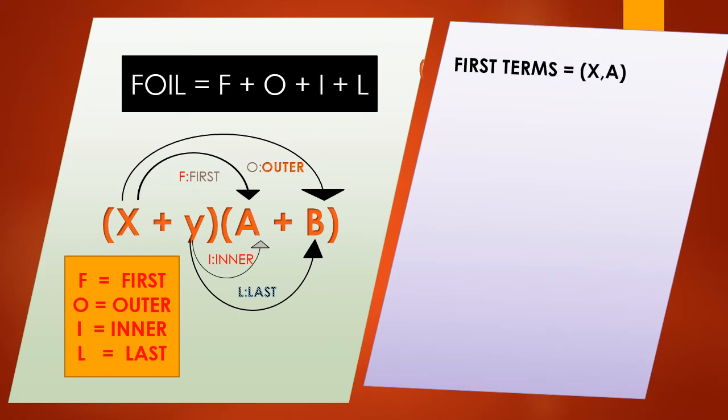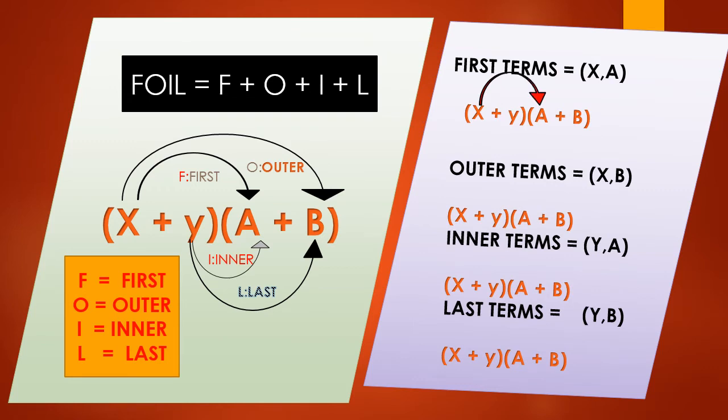Now I am going to tell you some more explanation about this. Here I have shown you by this arrow sign that x and a are the first terms. Similarly, x and b are the outer terms. In this way, y and a are the inner terms and y and b are the last terms. Now I am going to give you an example on this.